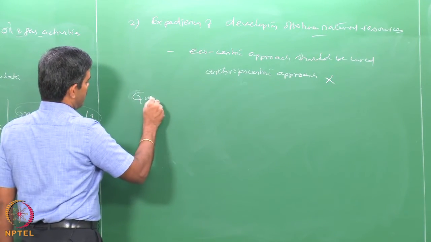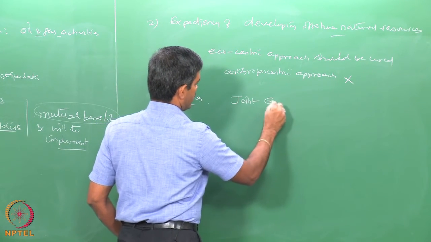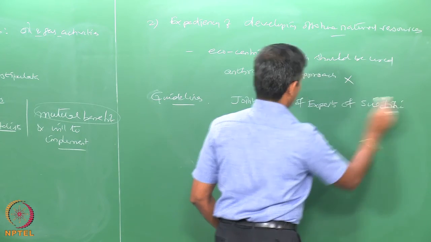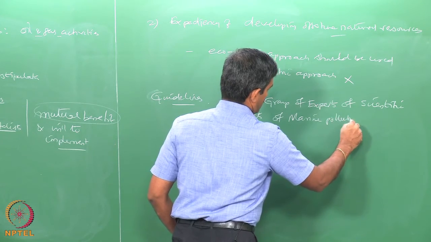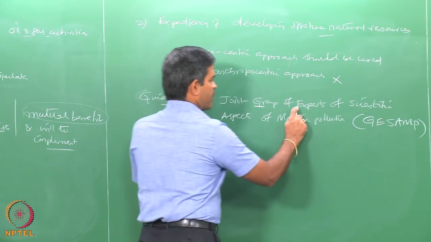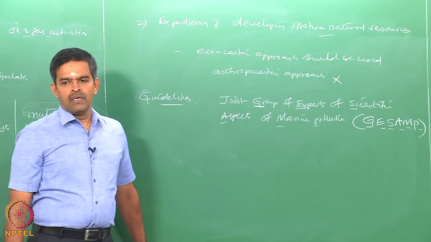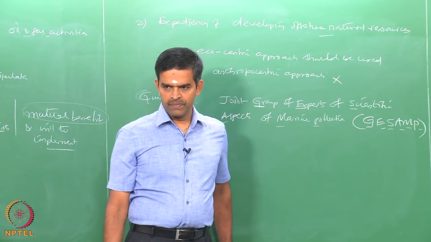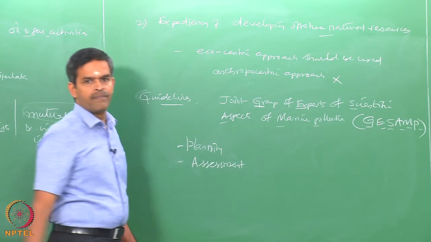The guidelines are framed by a joint group of experts of scientific aspects of marine pollution, what we call GESAMP. Group of experts of scientific aspects of marine pollution. The recent report has been released in 2004 by the GESAMP. These guidelines indicate 3 main blocks such as planning, assessment and regulation.